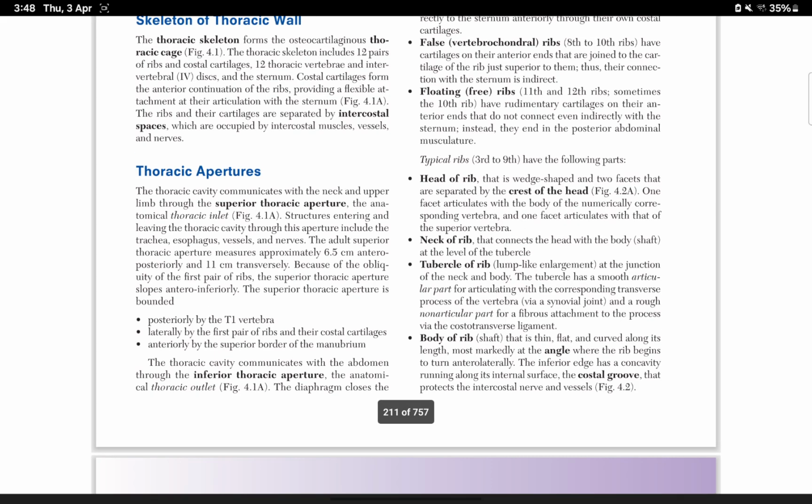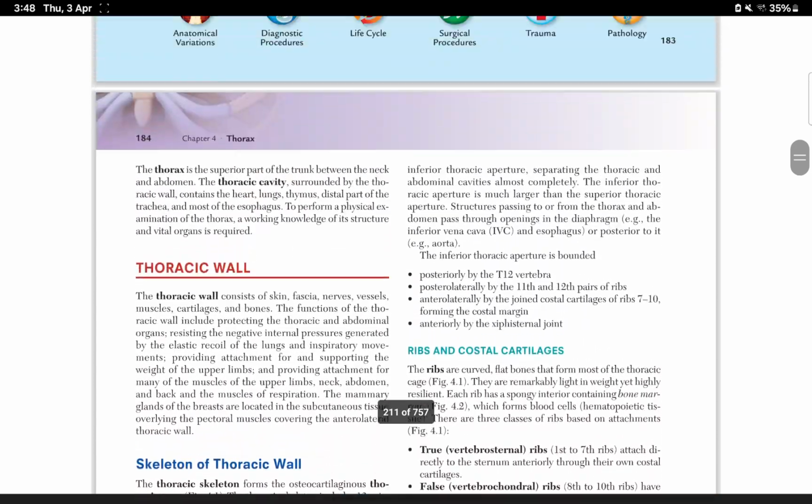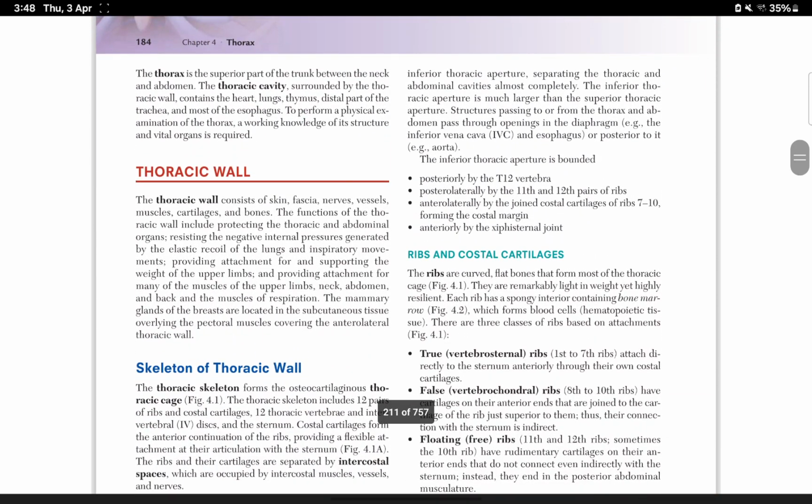The thoracic cavity communicates with the abdomen through the inferior thoracic aperture, the anatomical thoracic outlet. The diaphragm closes the inferior thoracic aperture, separating the thoracic and abdominal cavities almost completely. The inferior thoracic aperture is much larger than the superior thoracic aperture. Structures passing to or from the thorax and abdomen pass through openings in the diaphragm. The diaphragm is the inferior muscle of the thorax. Examples: the inferior vena cava and esophagus pass through it, or lie posterior to the aorta.